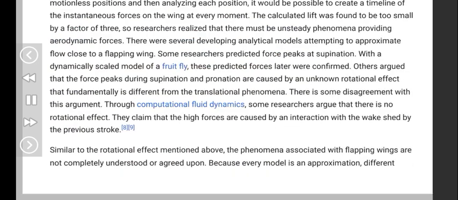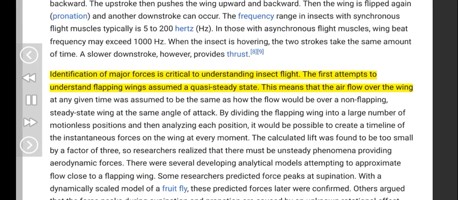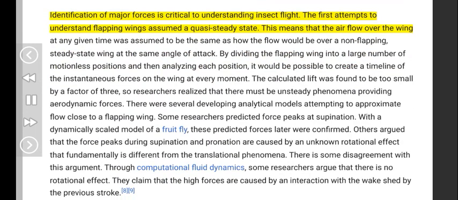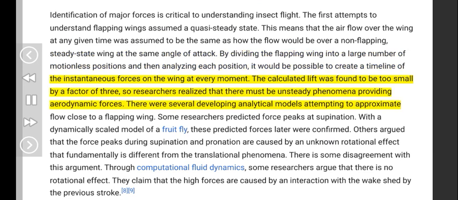Identification of major forces is critical to understanding insect flight. The first attempts to understand flapping wings assumed a quasi-steady state. This means that the airflow over the wing at any given time was assumed to be the same as how the flow would be over a non-flapping, steady-state wing at the same angle of attack. By dividing the flapping wing into a large number of motionless positions and then analyzing each position, it would be possible to create a timeline of the instantaneous forces on the wing at every moment. The calculated lift was found to be too small by a factor of 3, so researchers realized that there must be unsteady phenomena providing aerodynamic forces. There were several developing analytical models attempting to approximate flow close to a flapping wing.